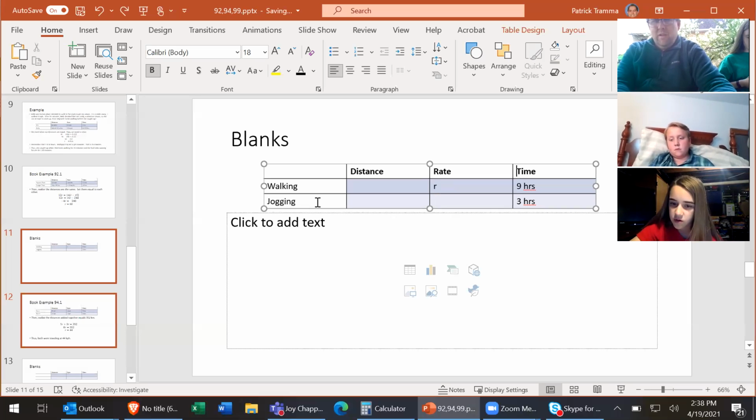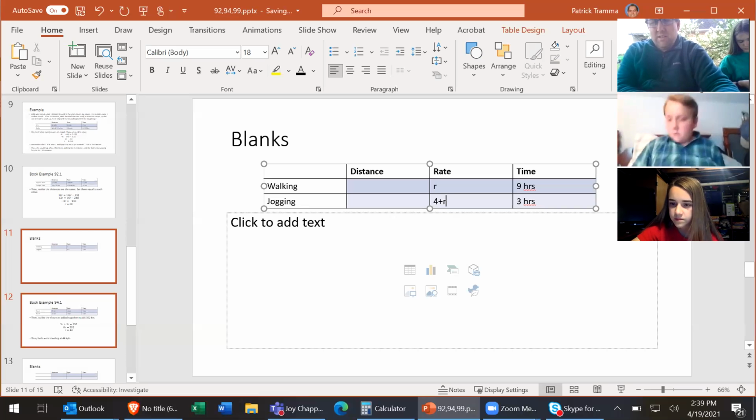Would it be like 4 miles times 3 hours or 9 hours or whatever? No, even easier than that. Just 4 plus R. Because R is how fast they walked. 4 plus R is how fast they jogged. Okay. Now, how do we get the distances?